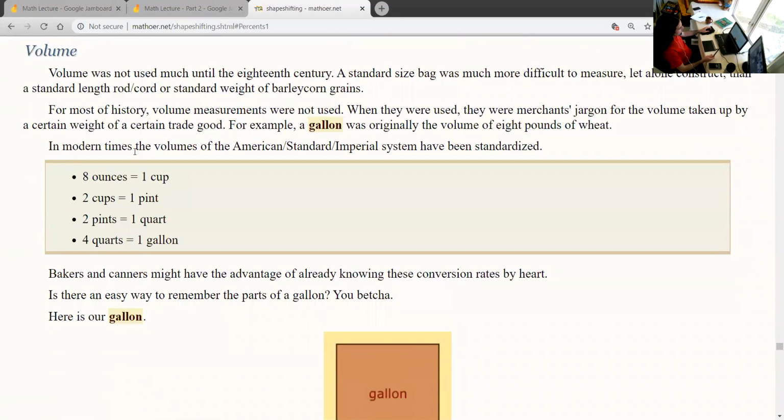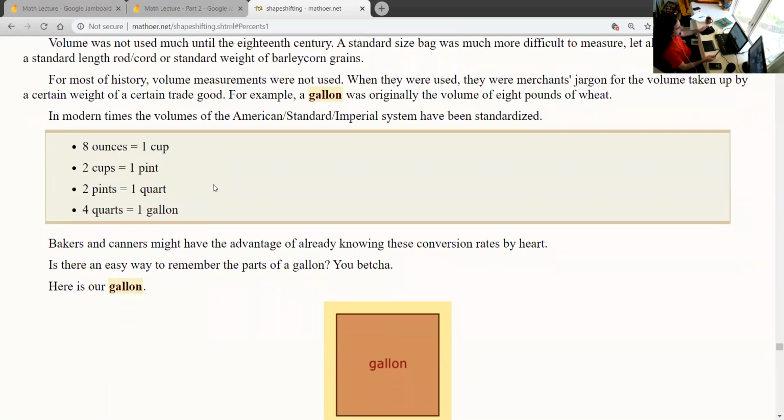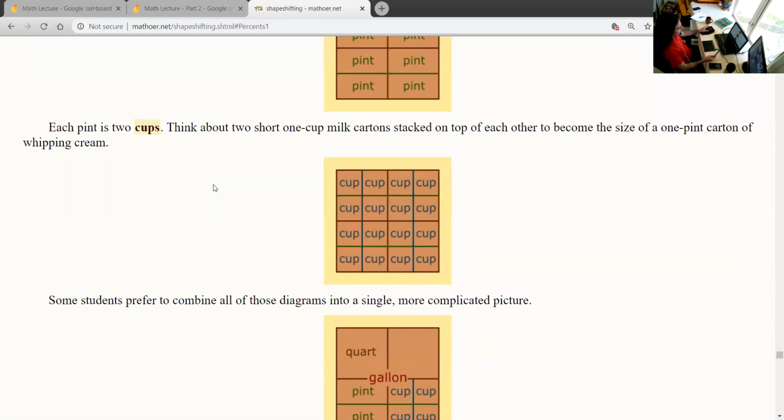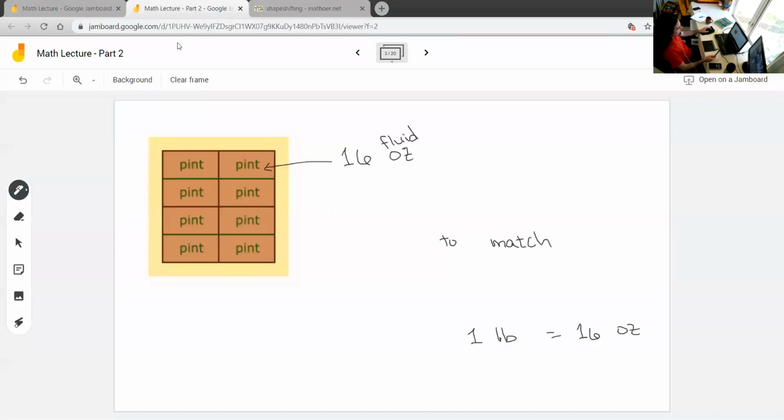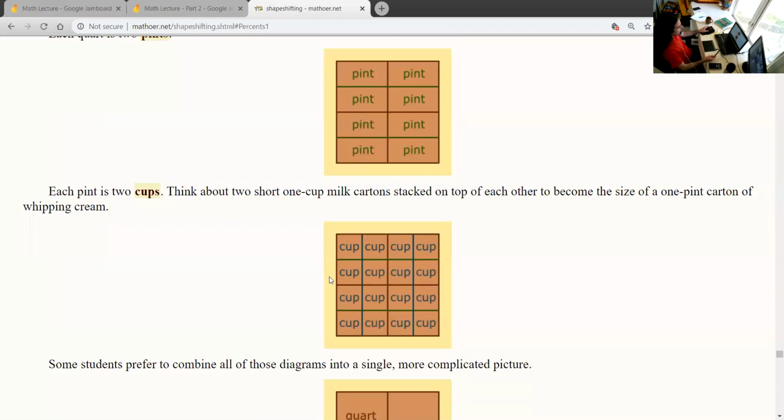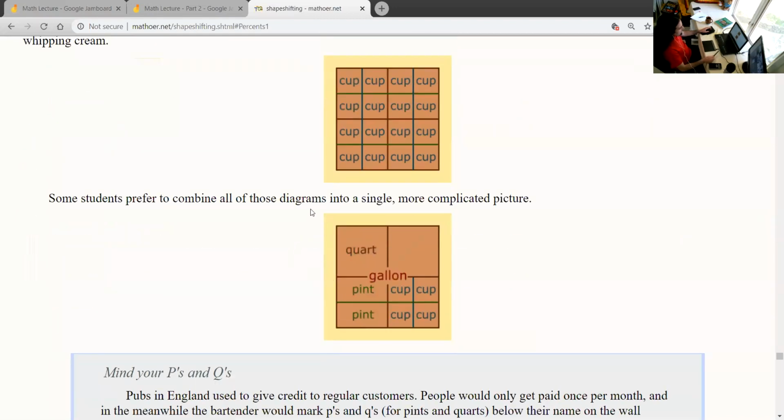So back to this chart at the top, 8 ounces is a cup. And you say that doesn't match. It should be 16 because there's 16 ounces in a pound, and you are right. But the 16 ounces goes with the pint, not with the cup. And then here's the nice thing to memorize.